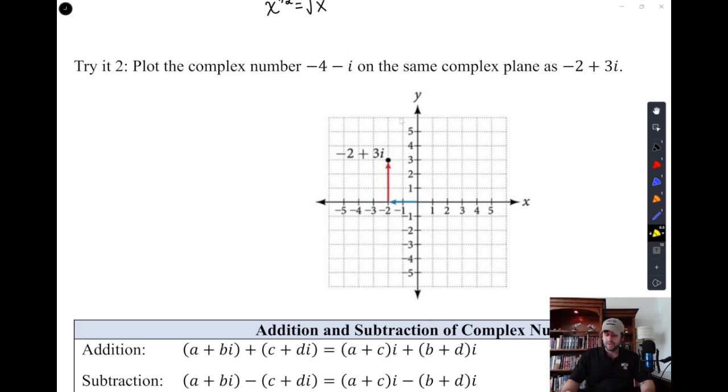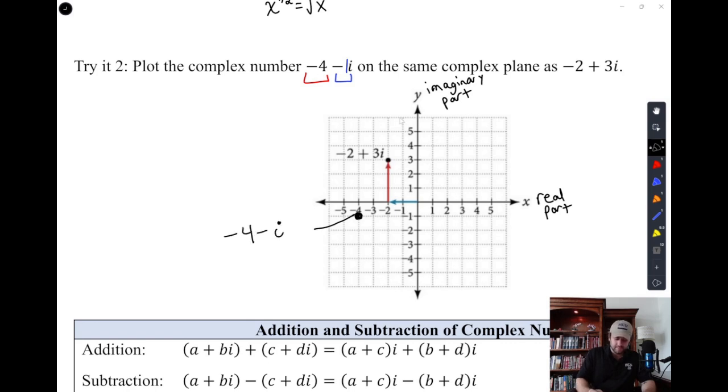So what we're going to do is define the x and y axis as the real part and the imaginary part. And we're going to plot it like you would any point. So we're going to have a real part of -4 and an imaginary part of, there's an invisible 1 right there, so -1. And we're going to plot the point (-4, -1) on the graph and call that -4 minus i.